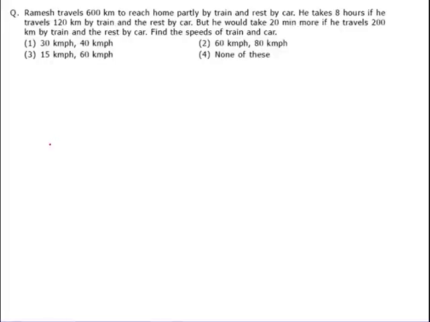So here is a question. Ramesh travels 600 kilometers to reach home partly by train and the rest by car. He takes 8 hours if he travels 120 kilometers by train and the rest by car. But he would take 20 minutes more if he travels 200 kilometers by train and the rest by car. Find the speeds of the train and the car. And we have been given 4 options as well. Here is the solution.